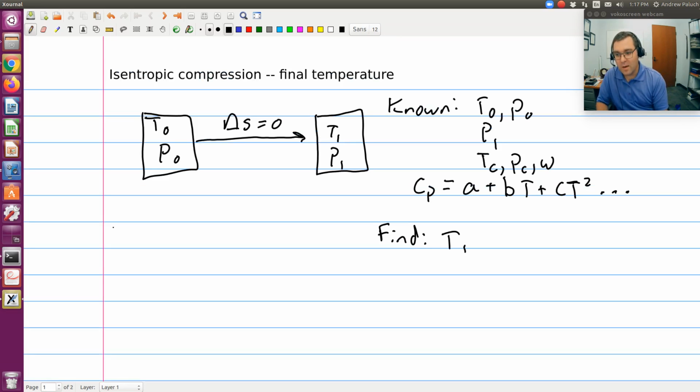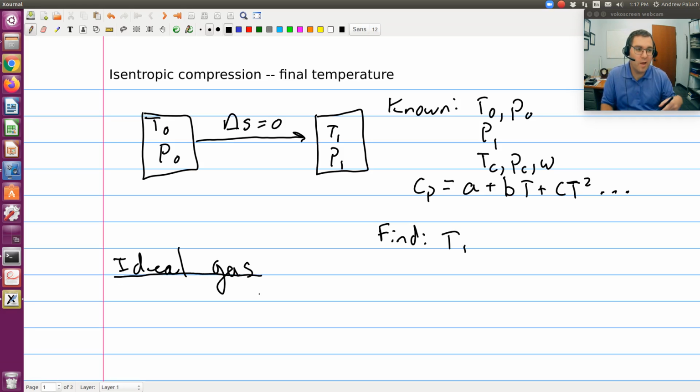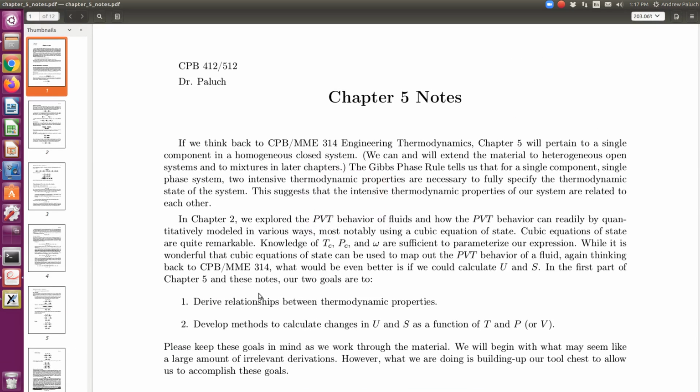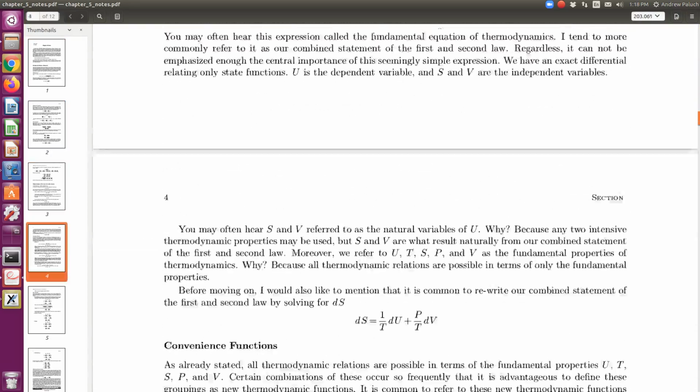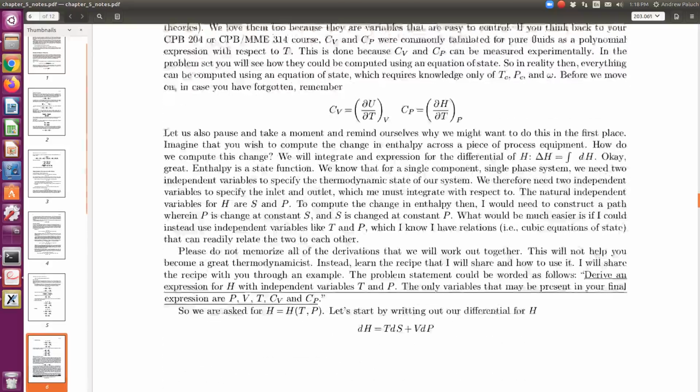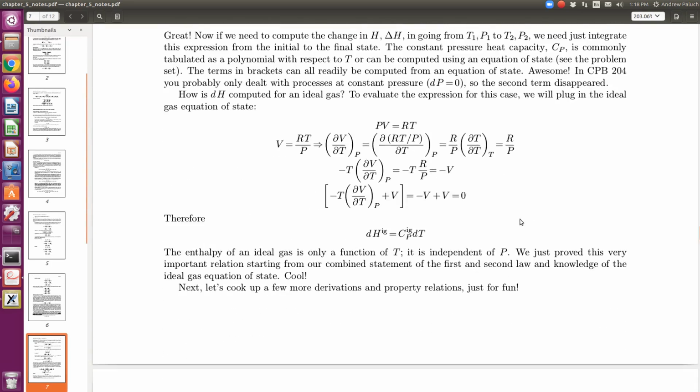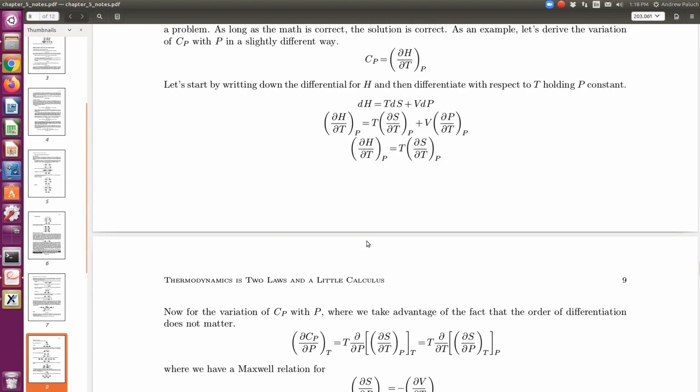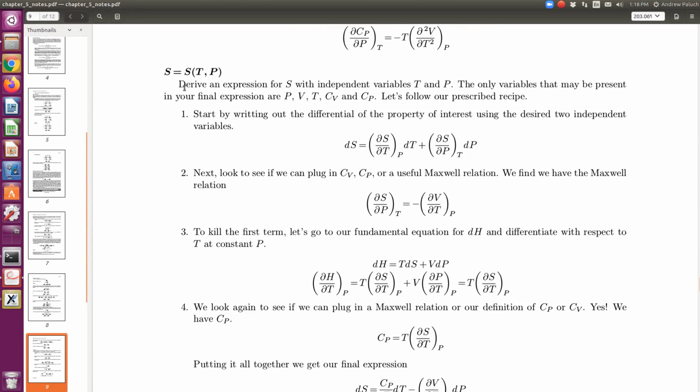I'm going to start with the case of an ideal gas. Just as a reference, I'm going to go back to our typed notes from chapter 5, in which we derived a whole range of expressions, and those are also derived in screencasts posted online. I'm going to start with our chapter 5 notes, and look for the example in which we work out an expression for entropy with independent variables T and P.